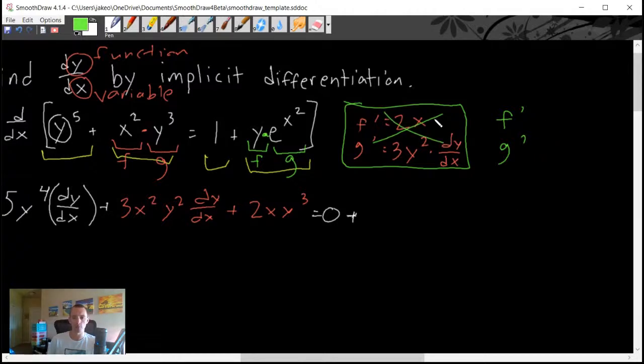So f prime is just the derivative of your f, which the derivative of y with respect to x is dy dx. Okay. And then g prime is the derivative of this piece here, e to the x squared. Well, e to the x squared is kind of interesting because it actually requires the use of the chain rule twice. We have to use chain rule twice to find the derivative of e to the x squared because we have basically an innermost function and then kind of like a medium inner function and then an outermost function.